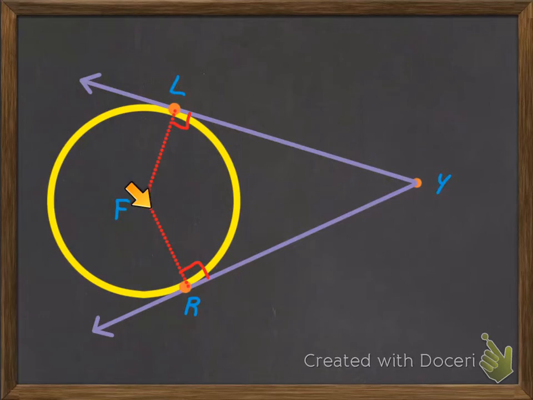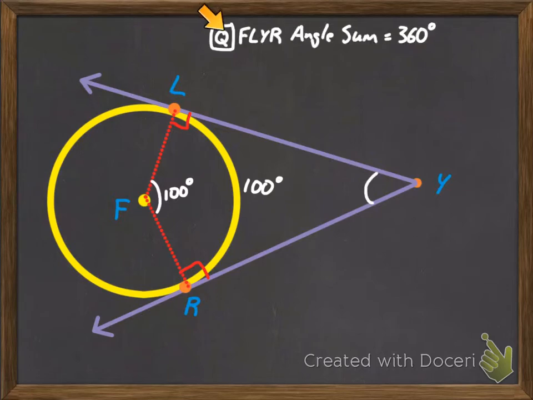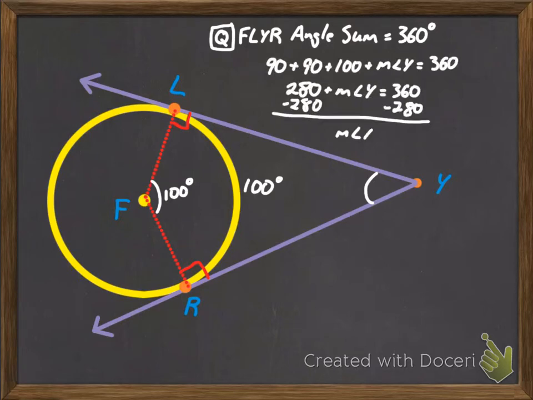Now I have this quadrilateral here, quadrilateral FLYR, and I know the angle sum of a quadrilateral. So I'm going to use that to help me solve the problem. So let's bring back that arc measure, 100 degrees. I know the central angle must be 100 degrees because they're equivalent. And I know the angle sum. Quadrilateral FLYR has an angle sum of 360 degrees. But I know three of the angles already: 90 degrees, 90 degrees, and 100 degrees. So 90 plus 90 plus 100 plus the measure of angle Y must be 360 degrees. So I can solve for that quite easily. That gives me the measure of angle Y is 80 degrees.